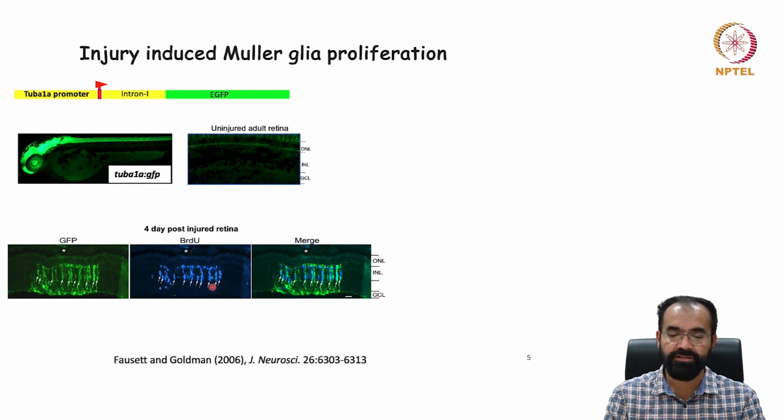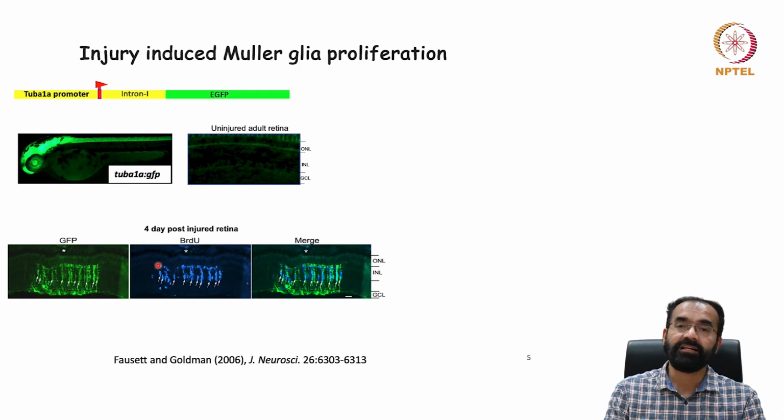And if you see the merge, the green and the blue are merging. So what do you understand from here? In the zebrafish embryonic central nervous system, including the retina, it expresses. In adult, there is no expression, especially in the retina. After injury, it expresses, and it expresses GFP in the proliferating cells. So this transgenic line is extensively used, and these images are taken at 4 days.